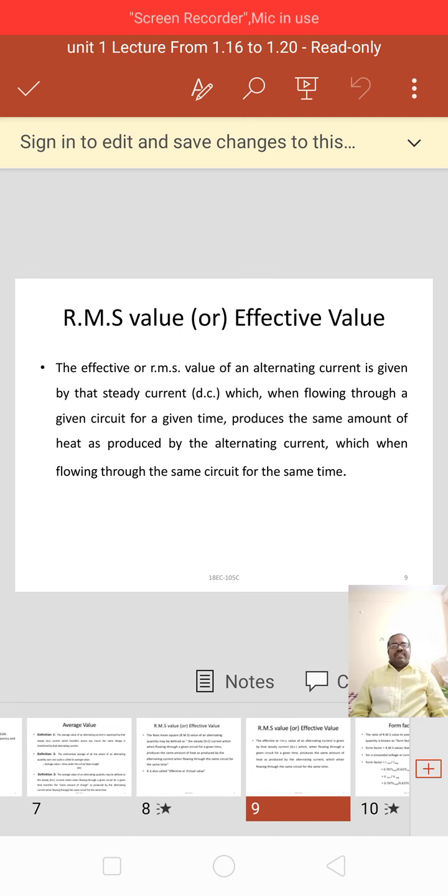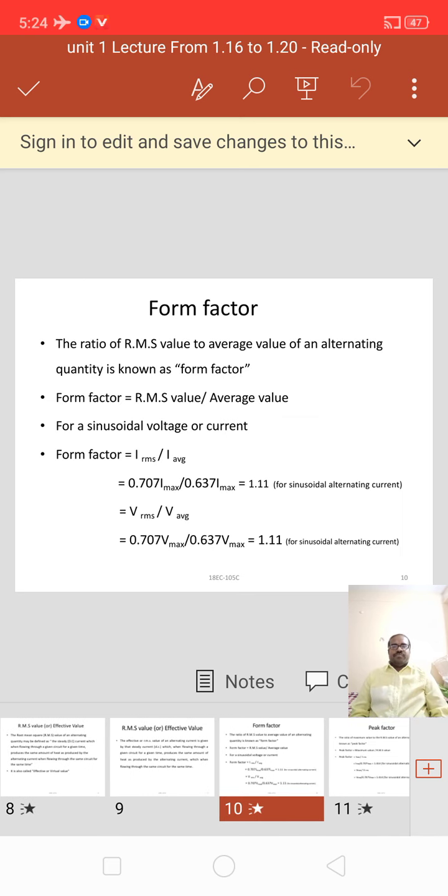It can also be defined as the effective or RMS value of an alternating current, which is given by a steady state value or steady current, that is DC current, which when flowing through a given circuit for a given time produces the same amount of heat as produced by the alternating current flowing through the same circuit for the same time. That is nothing but the root mean square value or RMS value.